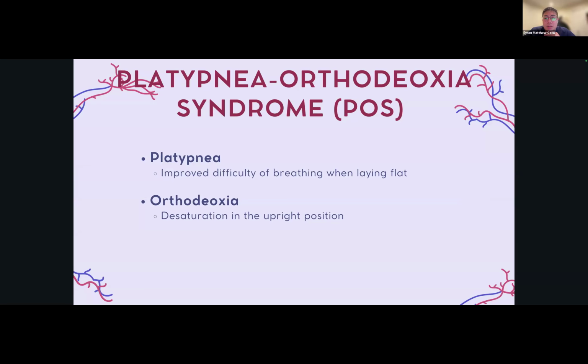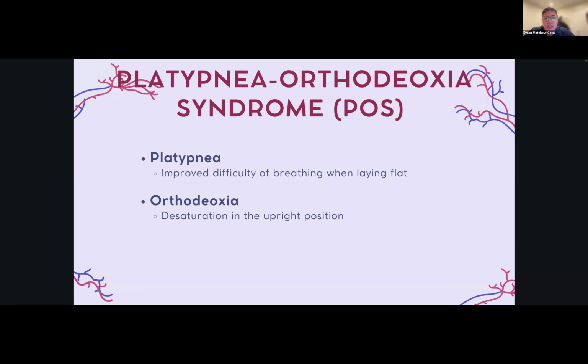So, for example, in patients with heart failure, we would expect their symptoms to worsen when laying flat, which is what we call orthopnea. In this example, this is because in the supine position, there's increased pulmonary venous pressures that worsen congestion. So the patients feel better when they sit up, but this is not the case for our patient. She actually felt worse when she was sitting up. So this is actually what happens in platypnea orthodeoxia syndrome.